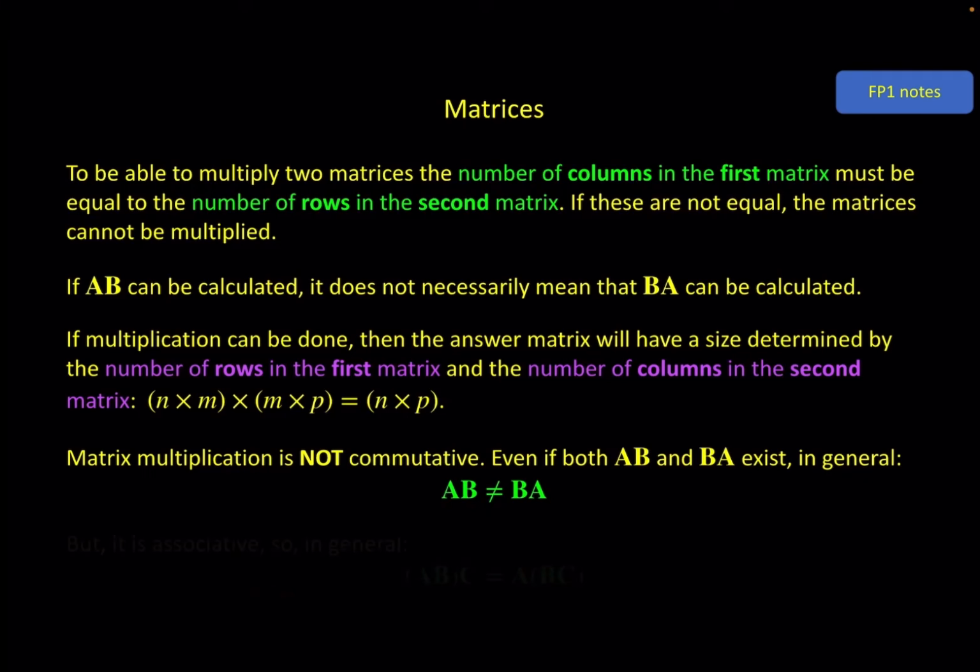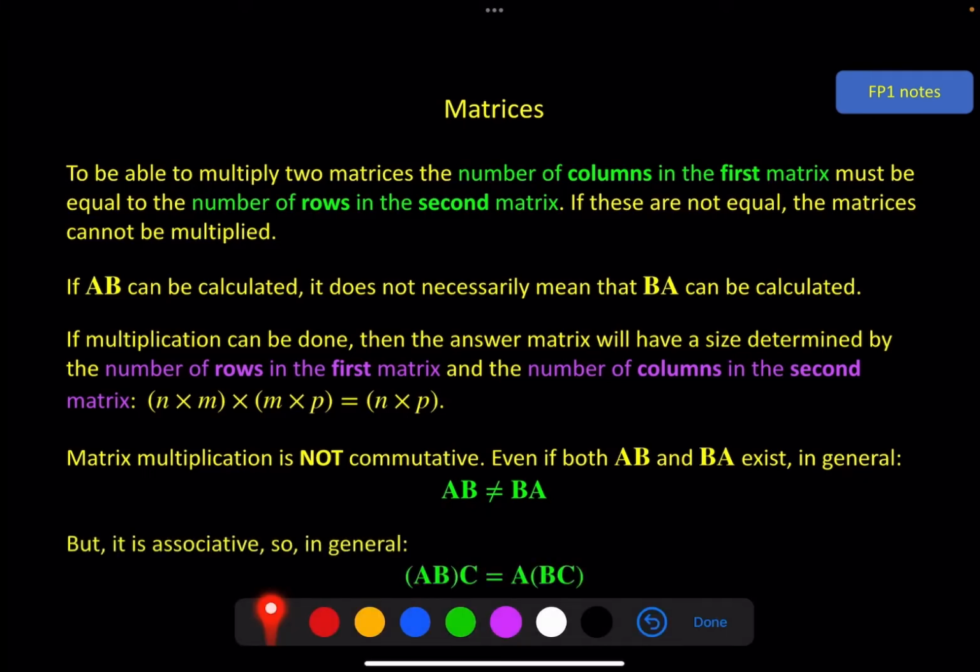And finally, matrix multiplication is associative, which just means so long as you keep the order the same, it doesn't matter if you do these two first or if you do these two first, you'll get the same answer. It doesn't matter where the brackets go, so long as the order of the matrices from left to right is the same.